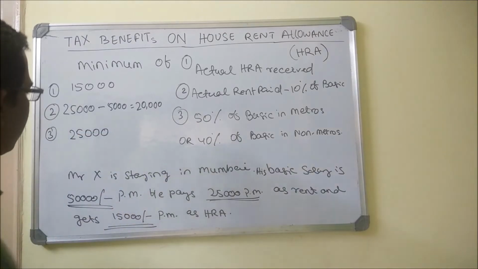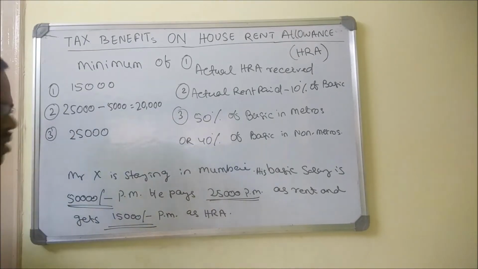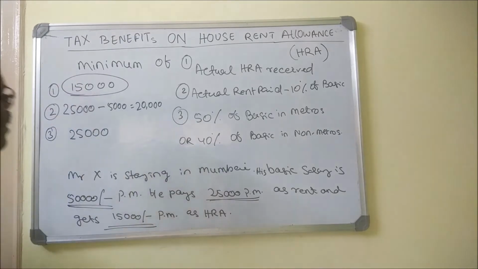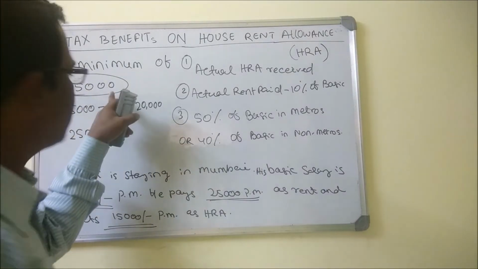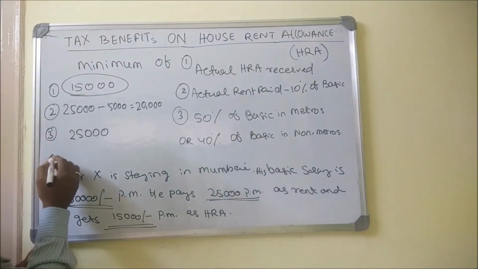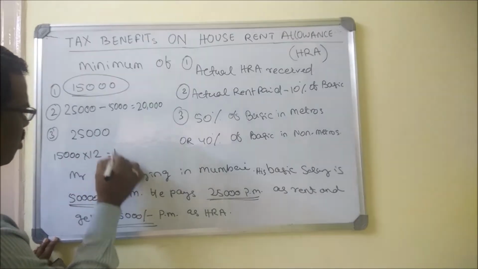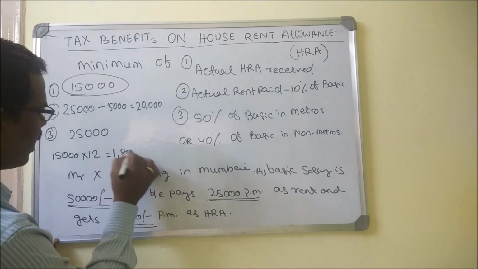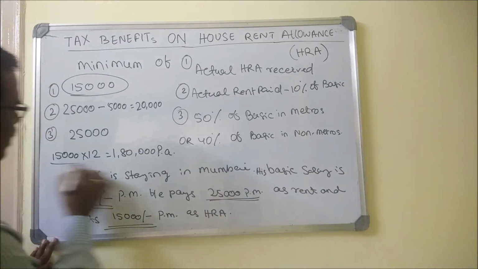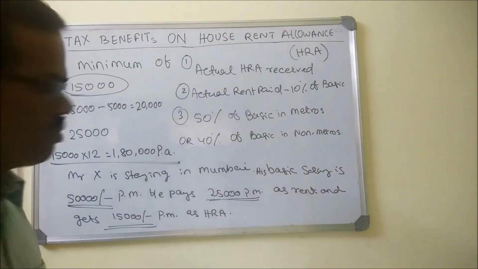Now it is very crystal clear. One is 15,000, another is 20,000, another is 25,000. So the minimum of these three will be taken. That means he will get an exemption of 15,000 per month, or 15,000 into 12 is equal to 1,80,000 per annum. So his exemption is this much.